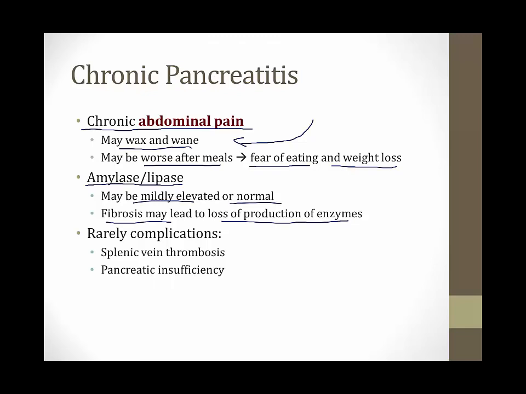There are a number of complications of chronic pancreatitis, but two of them that you should definitely know for Step 1 are splenic vein thrombosis and pancreatic insufficiency, and we'll talk about these in the next two slides.